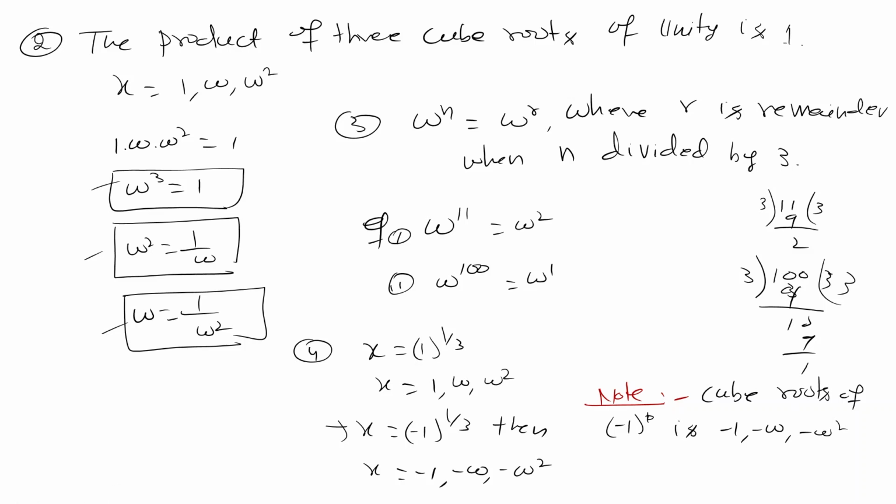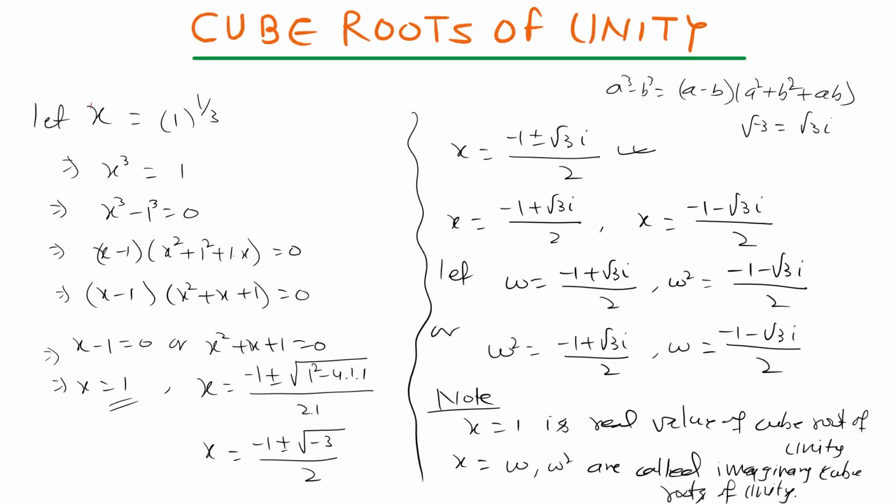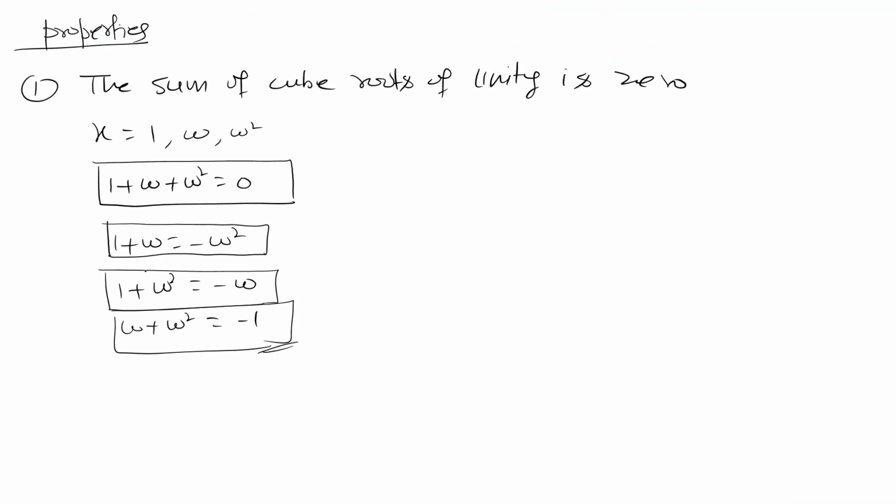Okay, so now students, till now we have discussed the cube root of unity. So there are three values, x is equal to 1, omega, and omega square. One is called the real solution, and minus 1 plus root 3 iota by 2 and minus 1 minus root 3 iota by 2 are called the imaginary solutions, right? Then there are some properties. The sum of the cube roots of unity is always 0, so 1 plus omega plus omega square is 0. So you may write 1 plus omega is minus omega square, 1 plus omega square is minus omega, and omega plus omega square is equal to minus 1.